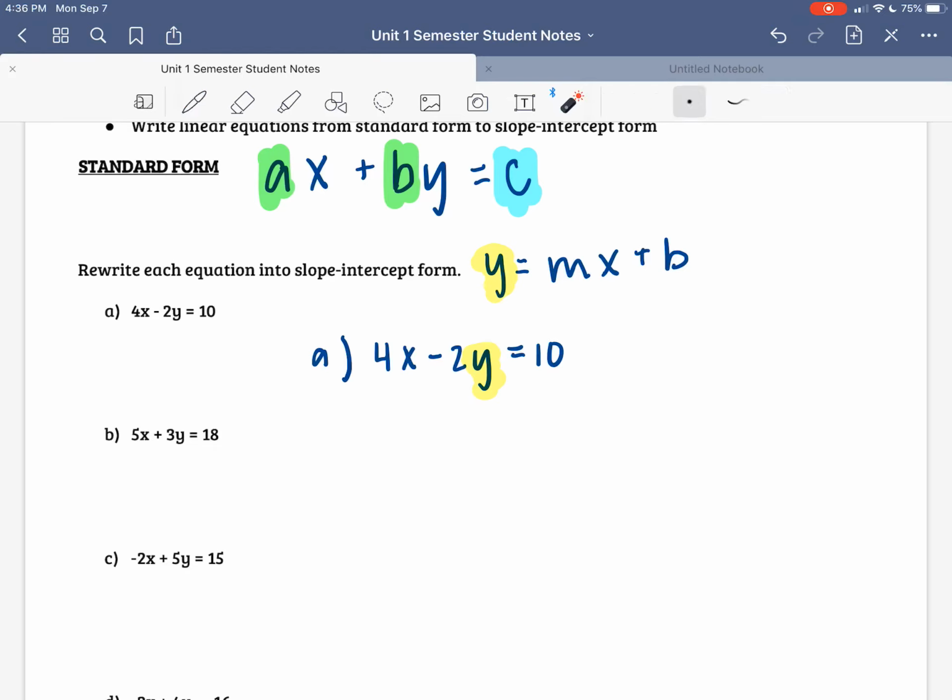So if I want to move this 4x right here, it's a positive 4x. I'm going to subtract 4x on both sides of my equal sign. And when I do 4x minus 4x, it's going to go away. I've got negative 2y left over here. And then check out the right side. I've got 10 minus 4x. Those are not like terms, right? The 10 is a constant, and the minus 4x has an x in it. So we can't actually combine those.